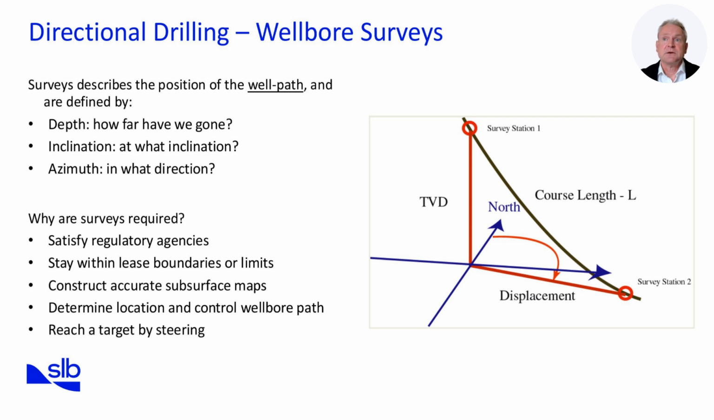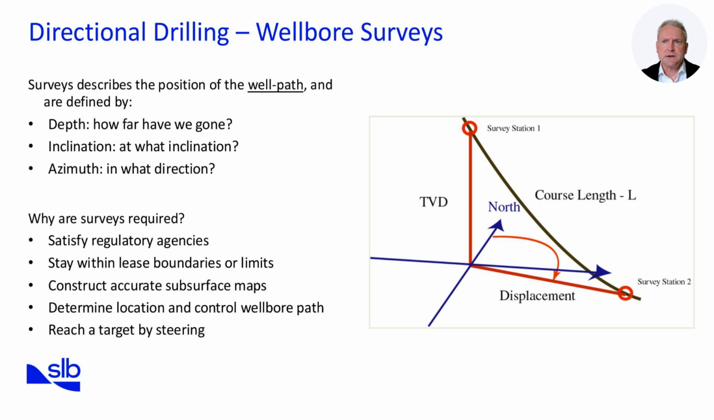Let's now shift focus to a critical component of directional drilling, which is wellbore surveys. If modern directional drilling is about reaching increasingly complex targets with greater precision, then wellbore surveys are the navigational tools that make that precision possible. Without accurate surveying, even the most advanced rotary steerable system is flying blind. Wellbore surveys describe the position of the well path and are defined by depth, inclination, and azimuth. So, why are surveys required? Why go to all this trouble to constantly survey the wellbore?